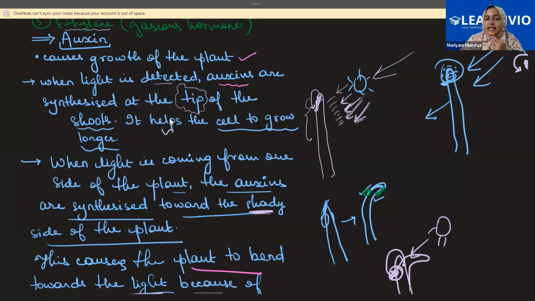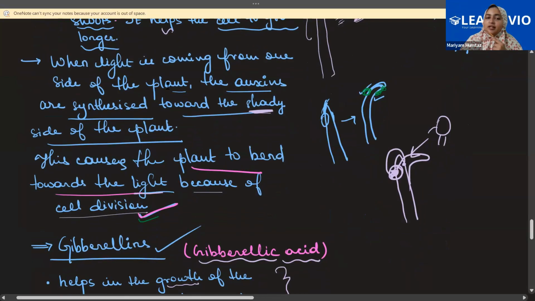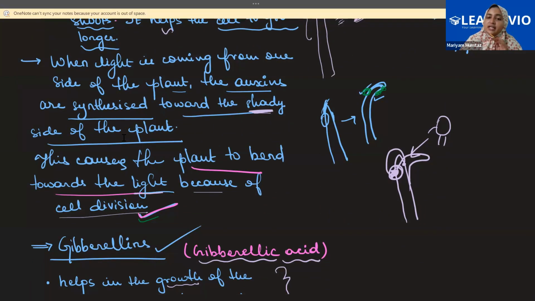Now it helps the cell to grow longer. Now when the light is coming from one side of the plant, the auxins are synthesized towards the shady side of the plant.